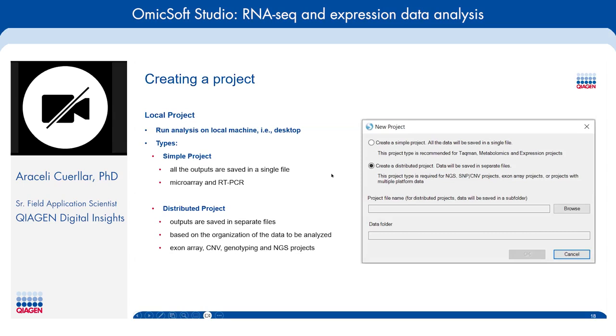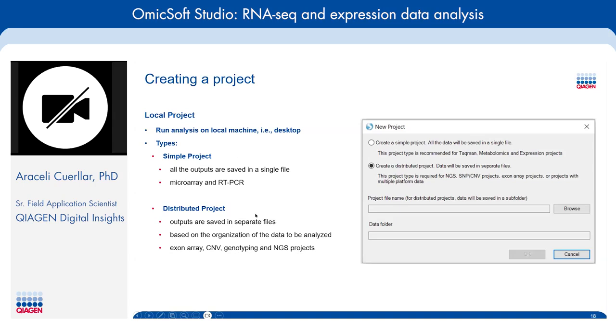A local project is going to be saved on your local computer and runs the analysis on your local computer. There are two types of local projects: a simple and a distributed project. In a simple project, all outputs are saved in a single folder on your computer and is generally recommended for microarray or RT-PCR projects, for example.